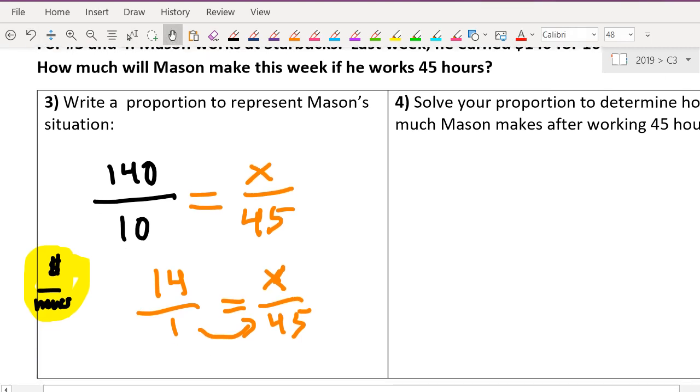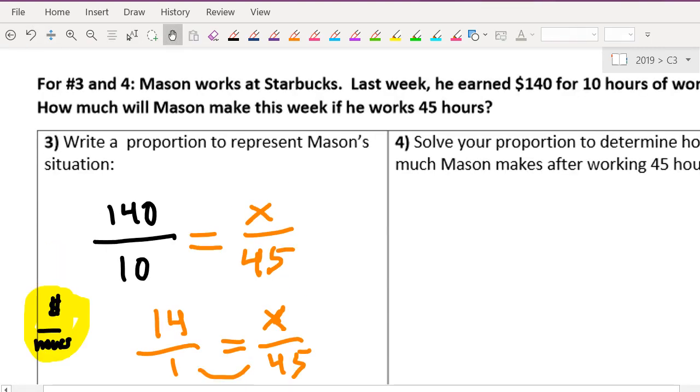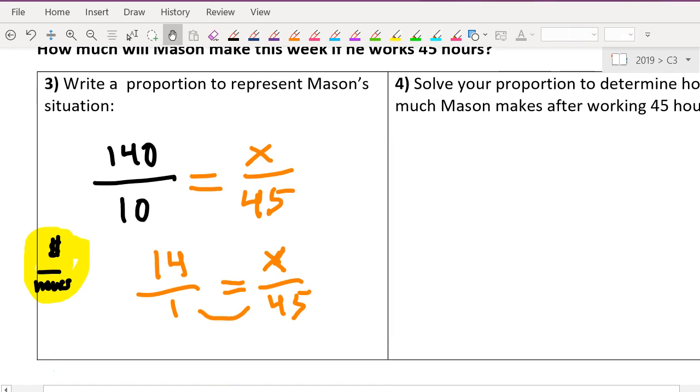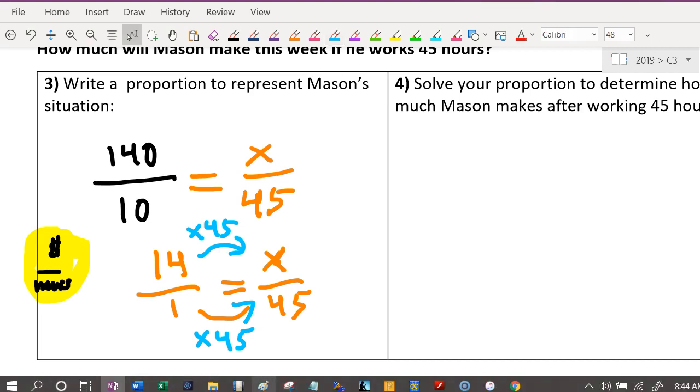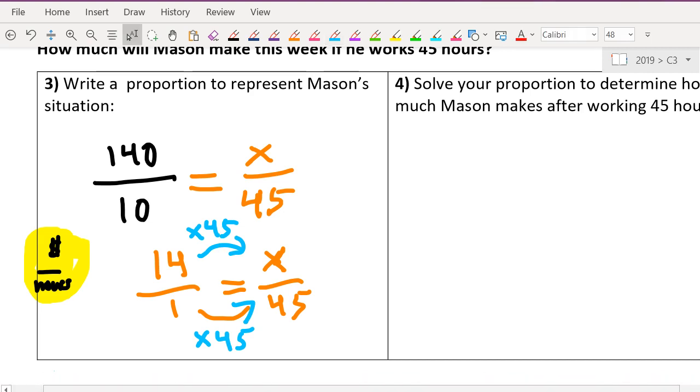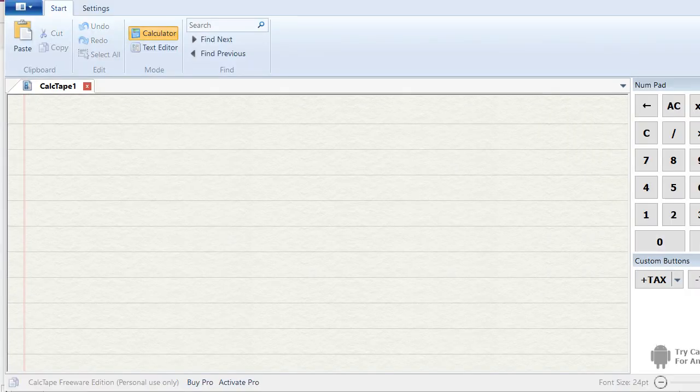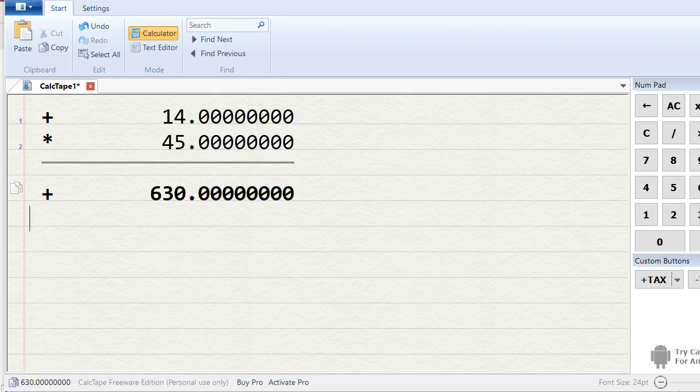And that makes sense because if each hour is $14, then you multiply 14 times 45, and you get the amount that the person made. And what is that? Let's figure it out. 14 times 45. My handy dandy calculator will tell me. $630.